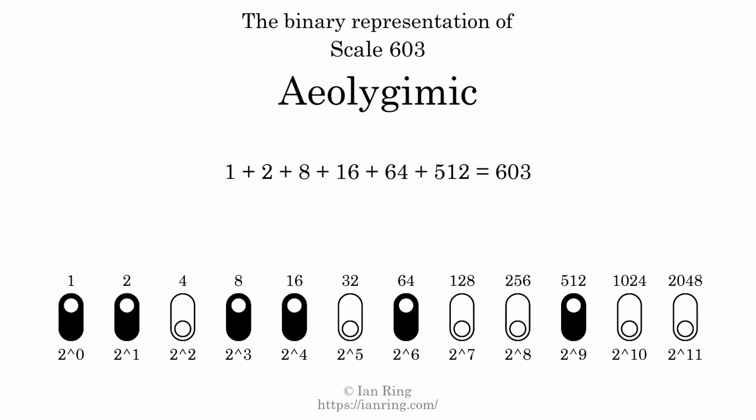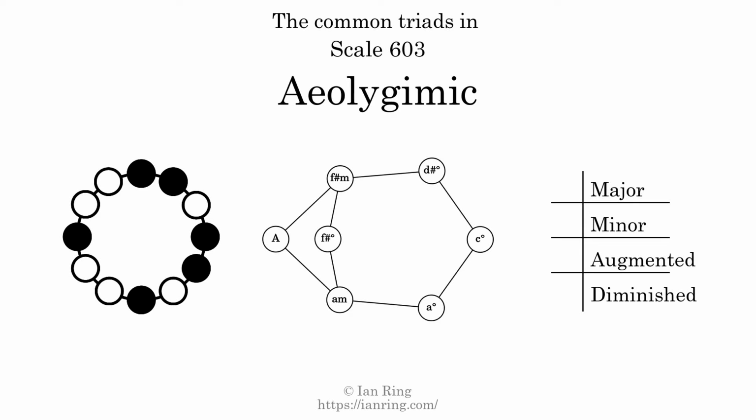The scale number not only enumerates the scale with a unique index, but it also literally describes the tonal content of the scale. Represented as a binary number in base 2, the scale number is 001001011011. Here are the common triads present in this scale.